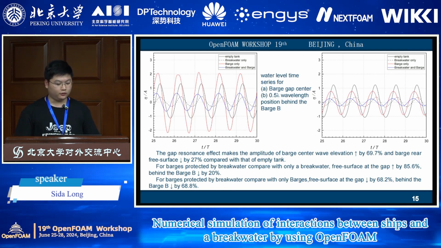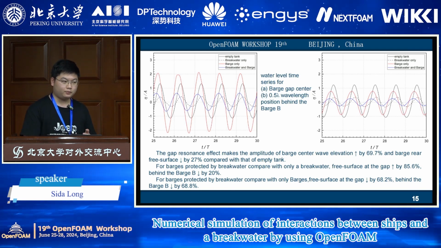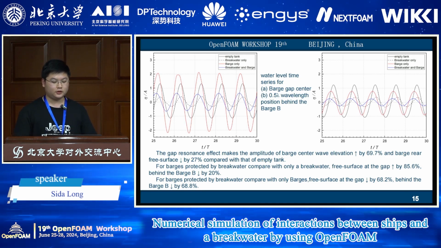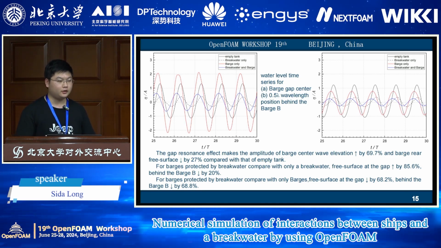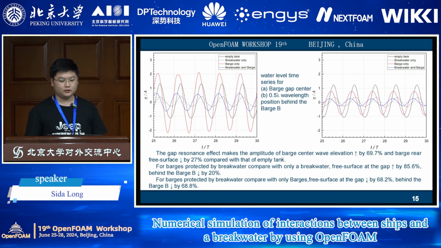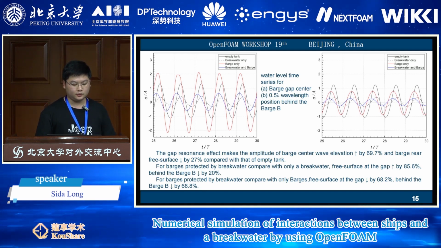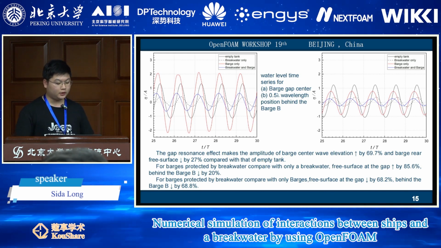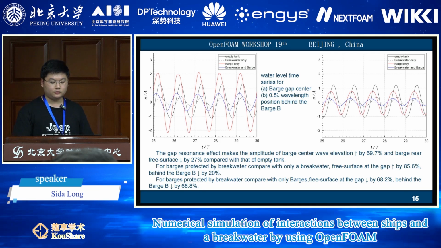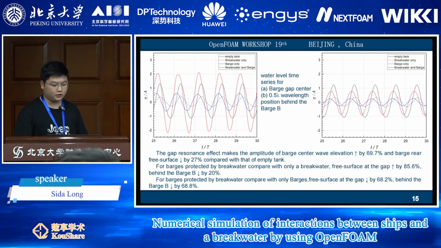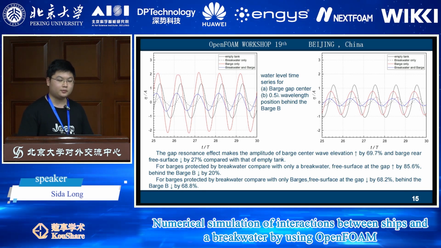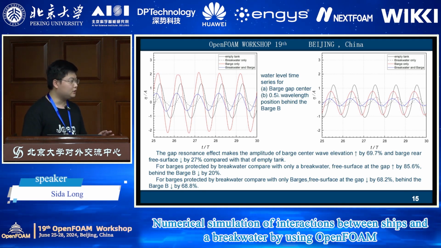And for barges protected by breakwater compared with only a breakwater, the free surface at the gap increased by 85%, and behind barge B decreased by 20%. For barges protected by breakwater compared with only barges, the free surface at the gap decreased by 68%, and behind barge B decreased by 68%.